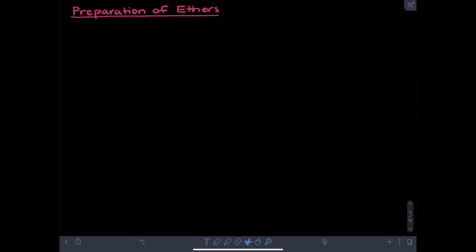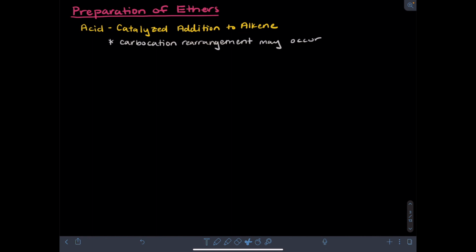When talking about preparing ethers, I want to review a couple of methods we've already learned for preparing ethers and then introduce a new method. One way that we've already seen to prepare ethers is by acid-catalyzed addition of an alcohol to an alkene. In this mechanism, a carbocation intermediate is generated, so be on the lookout for potential carbocation rearrangements.